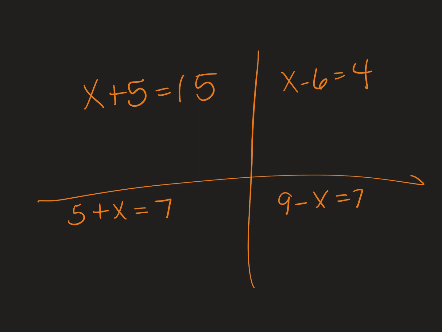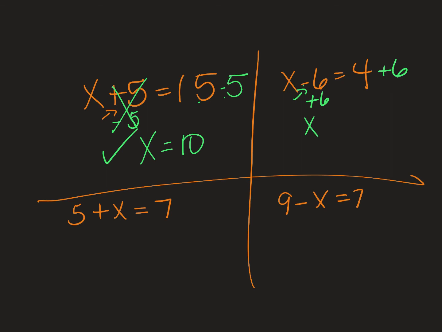All right. So I'm going to do the inverse operation here. The inverse of addition is subtraction. So I'm going to subtract 5, subtract 5. This cancels. X equals 15 minus 5 is 10. Okay? Check your answer. The inverse operation of subtraction is addition. So I'm going to add 6, add 6. X equals, that cancels, 4 plus 6 is 10. You can check your work again by saying 10 minus 6 is 4.